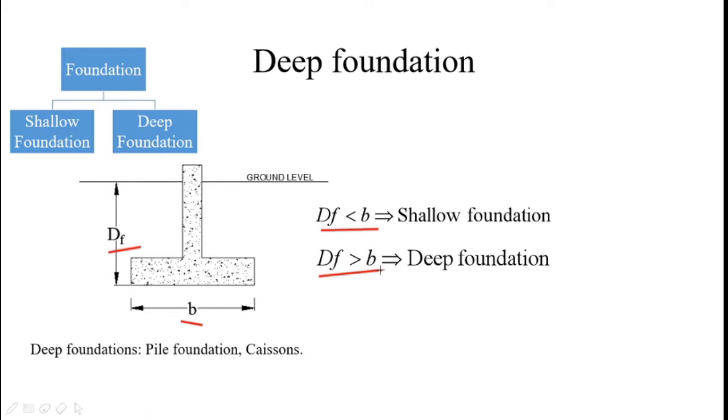Deep foundations are usually of three different types. One is a pile foundation, the other one is a caisson. There is one more type of foundation called a well foundation. These are the deep foundation examples. Shallow foundations, as we already saw in our previous series, are classified into footing, raft or mats.